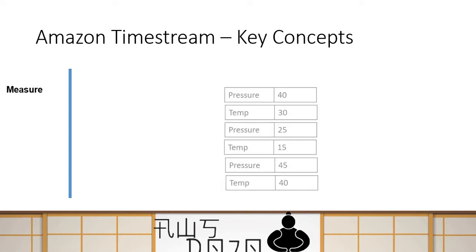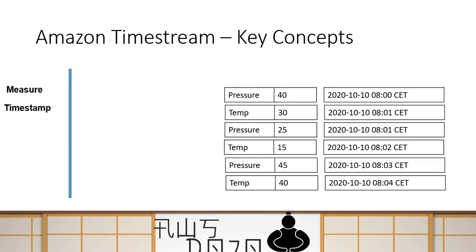The first thing is measure. When you're talking about time series data, you're always measuring something. You might be sending various measures of pressure, temperature, vibration, humidity, memory utilization, CPU utilization, stock prices. You're sending various measures into your time series database, and these data measures are always associated with a timestamp. That's why it's time series data, because your data has been captured in a series of time.